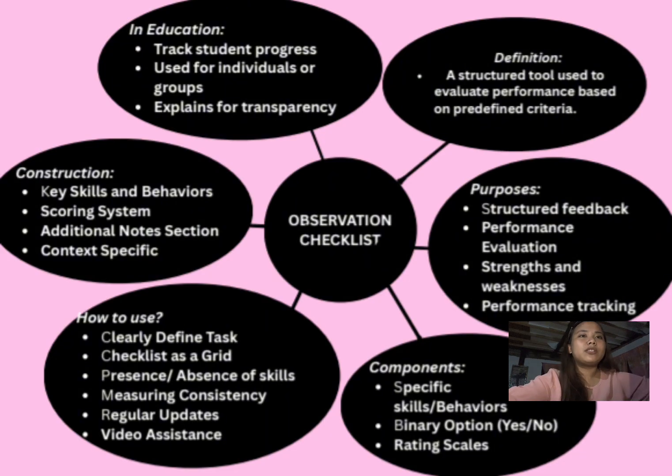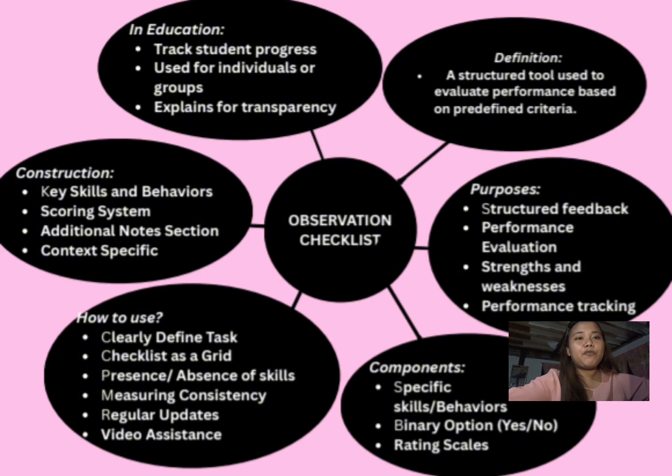So why do we use an observation checklist? The main goals are to provide objective feedback, meaning it's fair and unbiased, identify both strengths and weaknesses, and track progress over time. Think of it as a tool to help someone improve by giving them clear, actionable information about their performance.